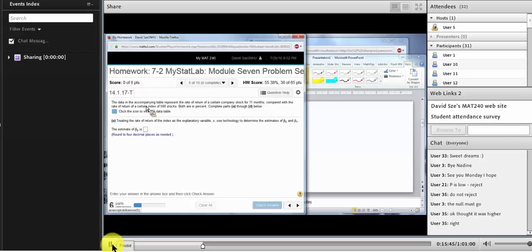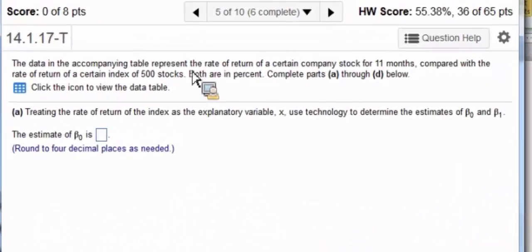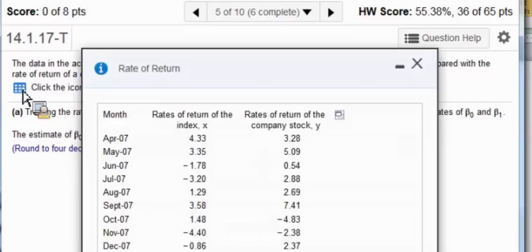Data in the accompanying table, rate of return for the stock compared to the rate of return of the index. In other words, we're thinking about investing, putting our money into this stock versus putting our money just in general. We want to know if this stock is doing better or not. So click on the icon.